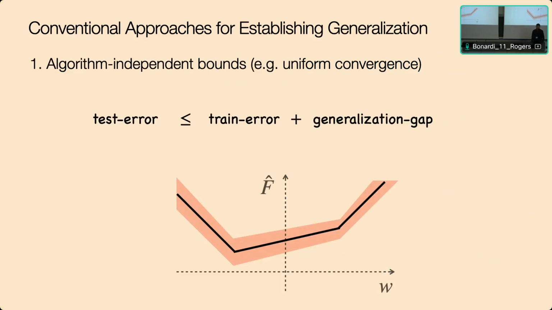Motivated by this, there are two approaches for establishing generalization. The first one is algorithm-independent bounds, like uniform convergence. For this, we first bound the generalization gap using uniform convergence or any other algorithm-independent bound. Then we use a bound for the train error and use the sum of train error and generalization gap to bound the test error.